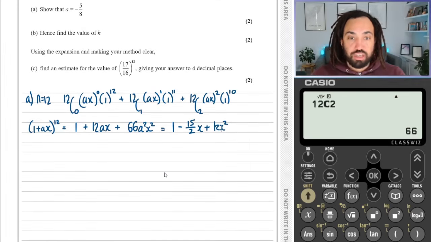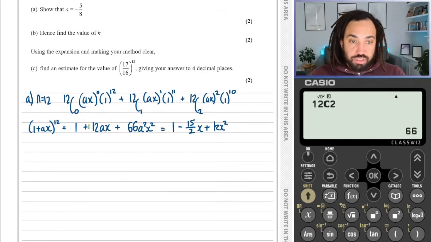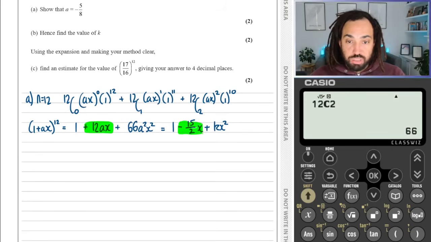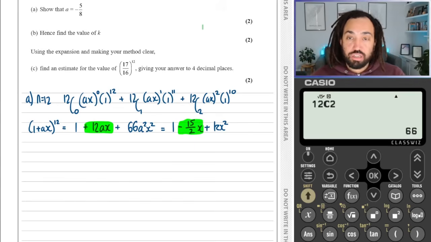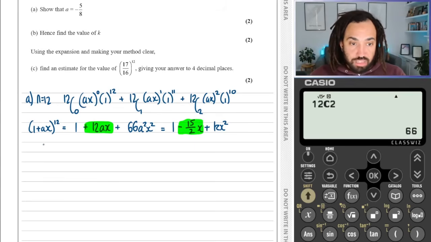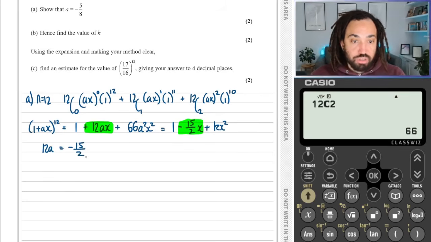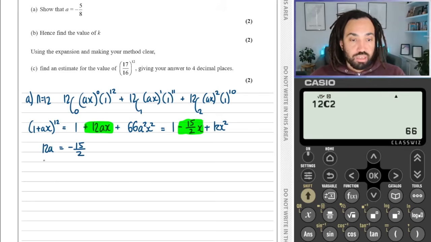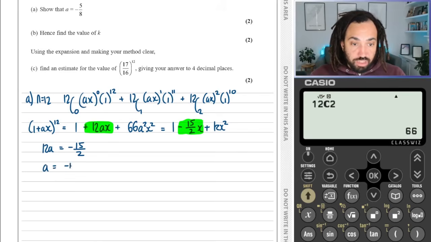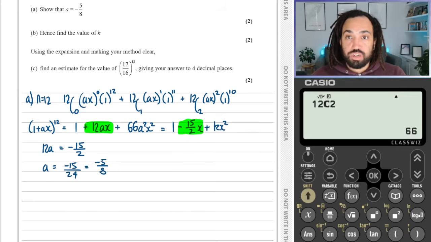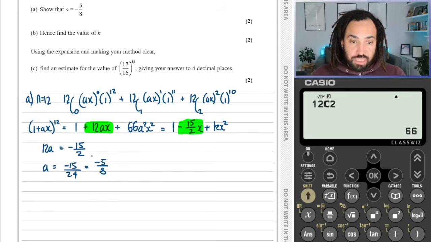Okay, great. Now we can compare coefficients. The number of x's in our expansion needs to match up with the number of x's that we're told is in the expansion. So therefore we can say that 12a must equal minus 15 over 2. Great, so dividing by 12 gives us minus 15 over 24, which simplifies down to minus 5 over 8 for our value of a.